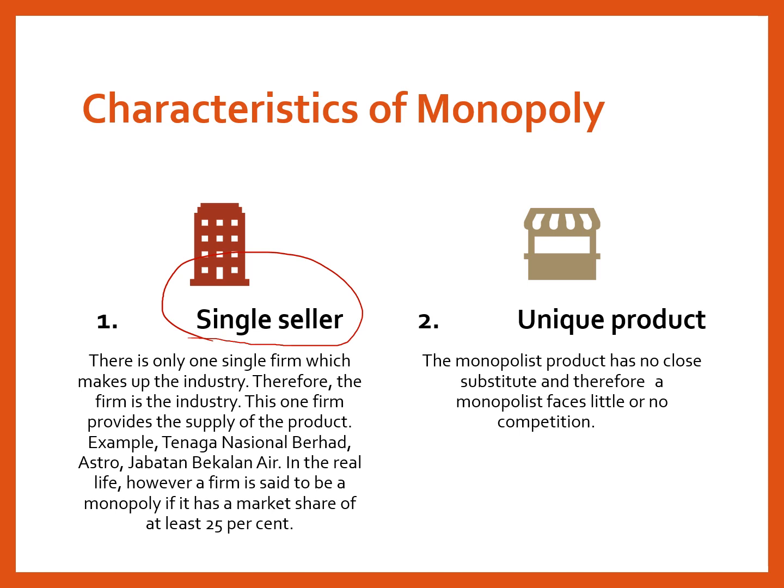And the next characteristic is a unique product. What does it mean by a unique product? The monopolist's product has no close substitute, and therefore a monopolist faces little or no competition at all. Untuk kategori unique product, it means the product tak ada langsung produk-produk pengganti lain untuk bersaing dengan firms itu sendiri. Supposedly, there should not be any close substitute for the product sold by a monopolist.